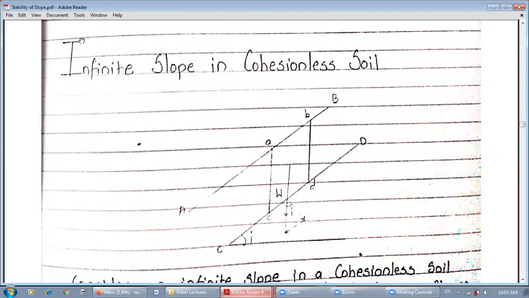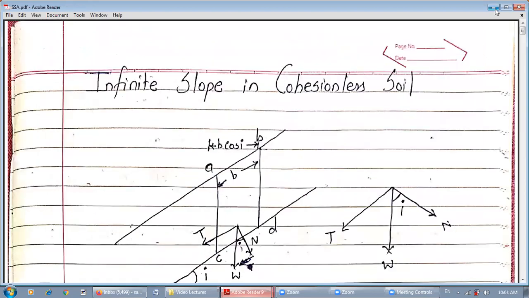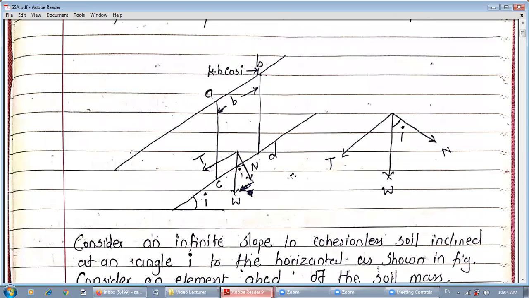Now we have gone through one equation, that is infinite slope in cohesionless soil. For that, we have gone through this particular figure. So it is a figure of infinite slope, and the failure type is translational failure. The slope makes an angle I with the horizontal. Then we have considered one element ABCD, where W is the weight of that particular element, and the tangential force which tries to slide this particular failure mass in the downward direction.